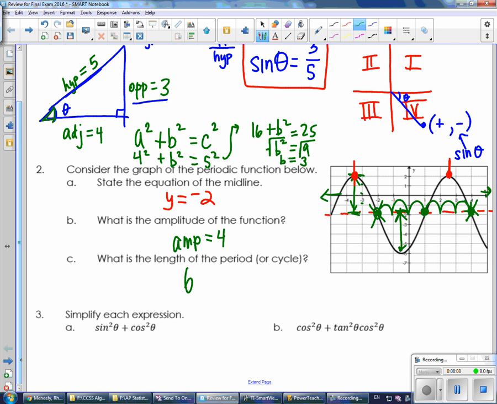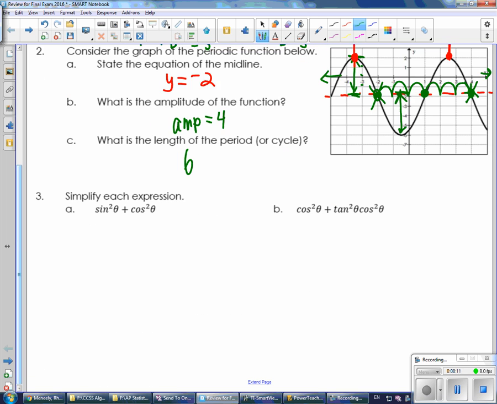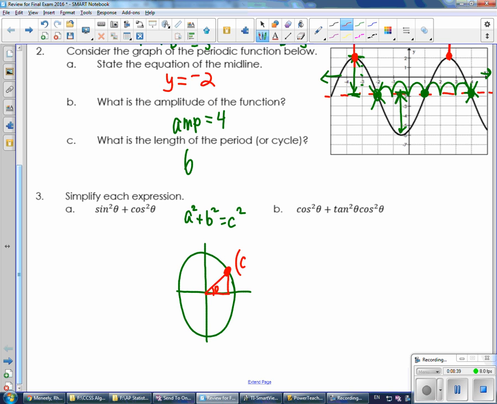Okay? In number 3, you're asked to simplify each expression. One of the things we talked about was the Pythagorean theorem, where a squared plus b squared is equal to c squared. And if you think about the unit circle, we created some triangles or some angles on that unit circle. And we basically said that the x-coordinate of this point for any of the given points is going to correspond, if this is theta, to the cosine of theta.